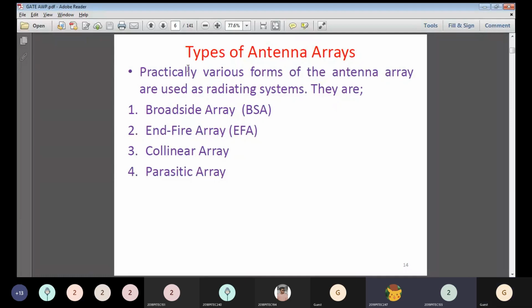Practically, various forms of antenna array are used as radiating system. They are broadside array, end fire array, collinear array, and parasitic array. Okay. Actually, we are going to see these four types in the syllabus. BSA means broadside array. EFA means end fire array. Okay. Hope you understood. Generally, we have the four types of antennas: broadside, end fire, collinear, and parasitic array.